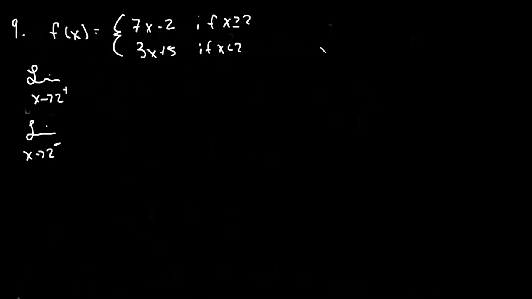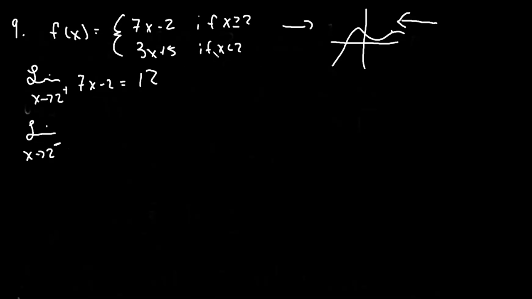Approaching from the right means we're coming on the graph, we have our line, we're coming this way. So we'd have to use the piece of the piecewise function where x is greater than 2, because we're coming from greater than 2, so we'll use the 7x minus 2. So the limit here would just be, you plug in your 2, you'd get 12, so that's that. And then obviously for the other side you're coming from the left, so you have to use the x less than 2 piece, so you get 3x plus 5. So you'll get 11. Not bad, huh?